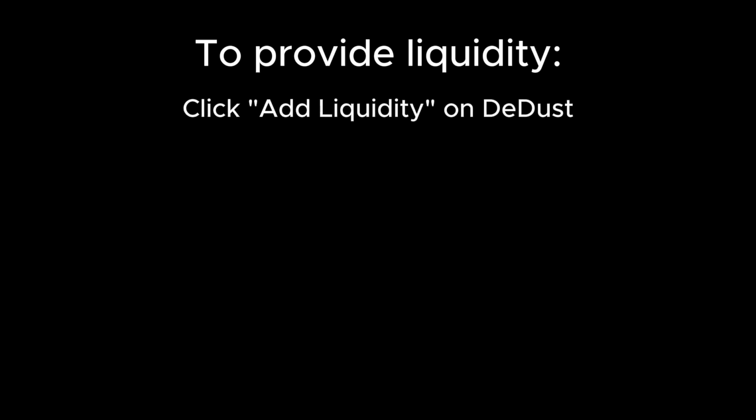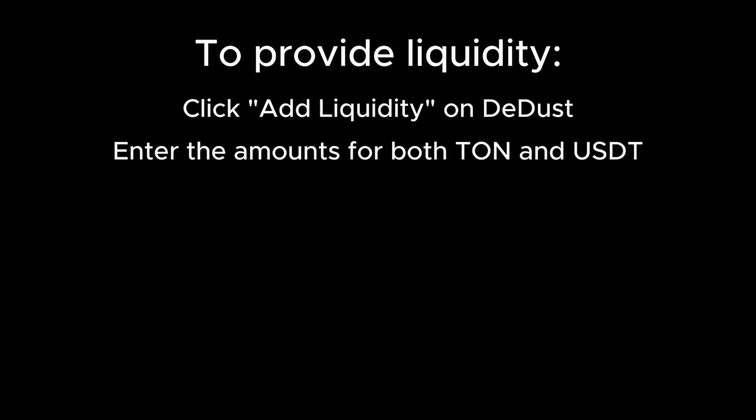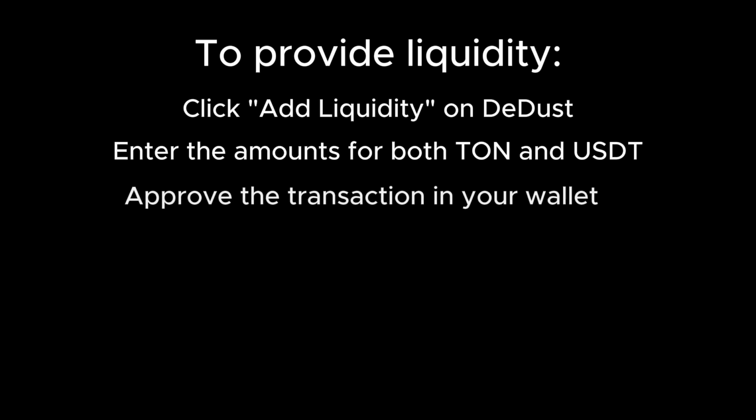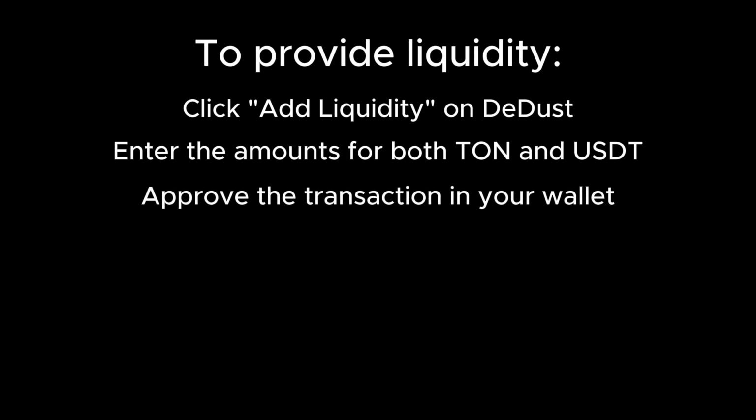Provide liquidity. Click Add Liquidity on Dust. Enter the amounts for both TON and USDT, approve the transaction in your wallet, confirm, and start earning.